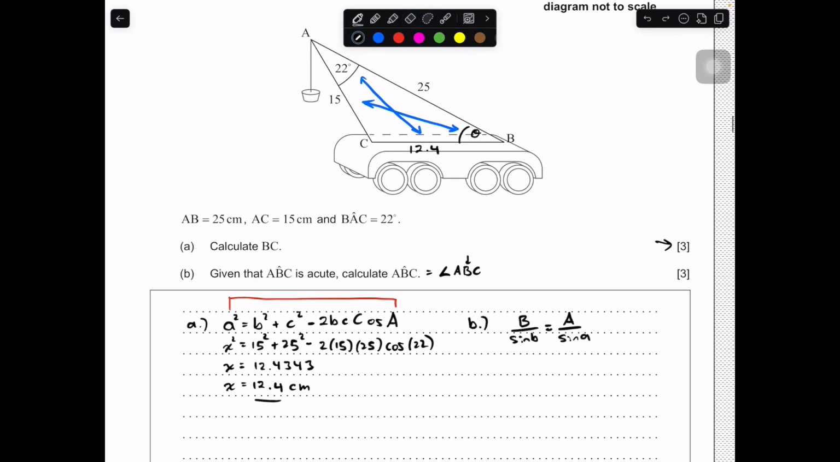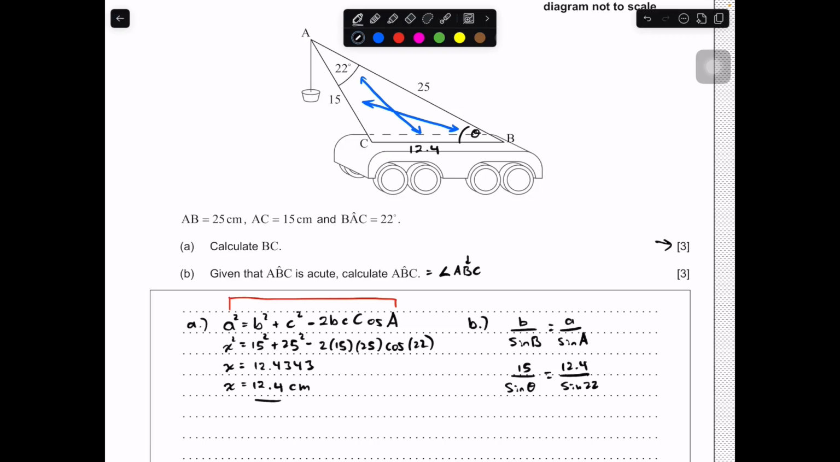So let's go ahead and put those values in. Whoops, sorry, I messed that up pretty bad. Let's go ahead and just change those values. B over sine B, that looks a little better, over sine A. There we are. So B is 15 over sine theta is equal to A, and A is equal to 12.4 over sine 22.